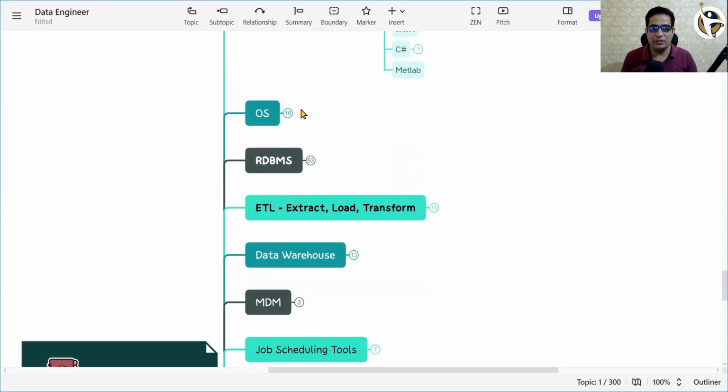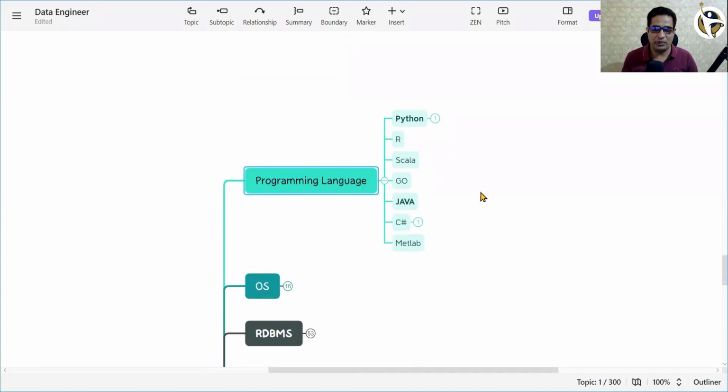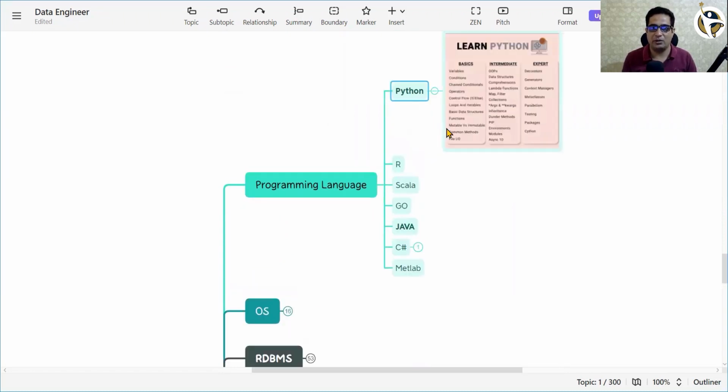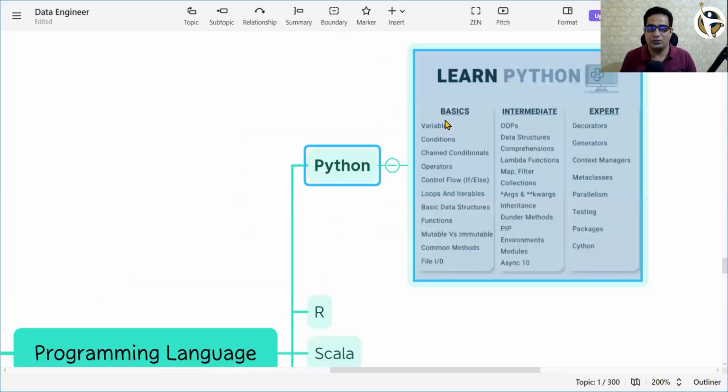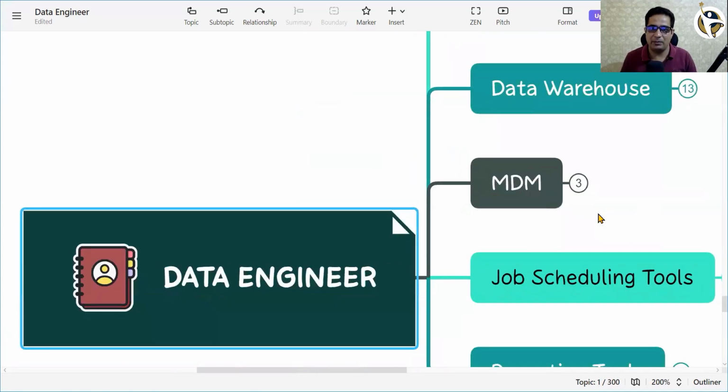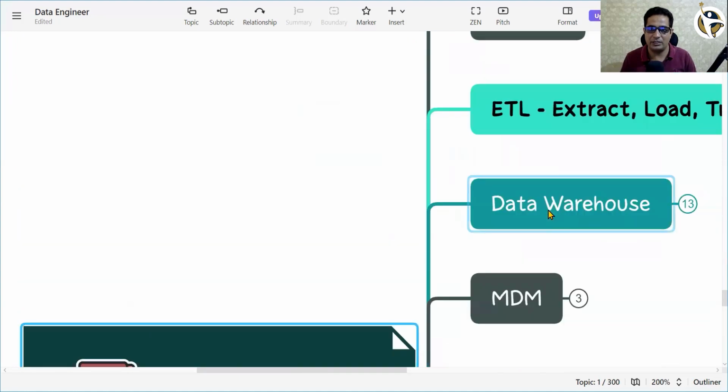Again, out of all these programming languages, you need to know at least one programming language in depth. When I talk about Python, let me zoom in. These are some basic skills, some intermediate skills, and to be an expert, the deeper concepts about that programming language. These things are applicable for each programming language here.